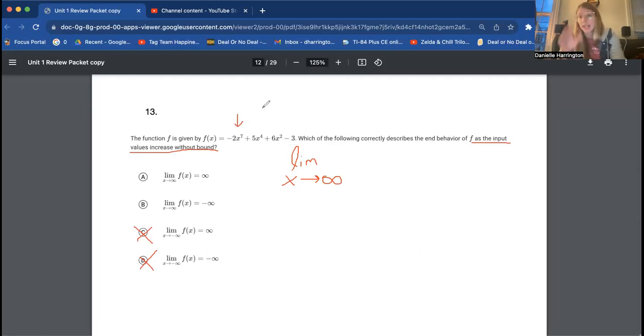That has a negative leading coefficient and it's an odd degree function. So I know that it's probably going to look like that. Well, as x is increasing without bound, my output values are decreasing without bound. So it has to be B. I love end behavior stuff. I love limit notation because I'm a dork.